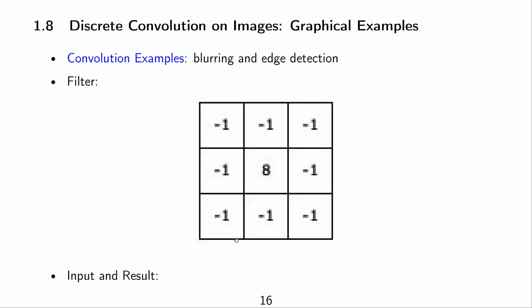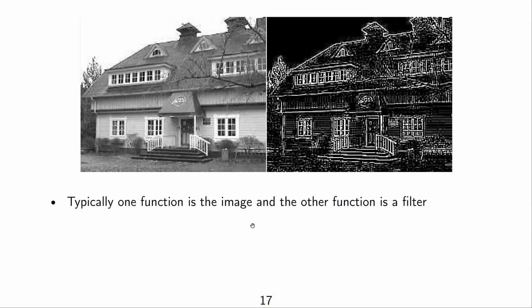So convolving this filter with a given grayscale image will function as some form of edge detector. So here's a result. You see there's a building here, and this is the result of the convolution of this building grayscale image with the filter I showed before. What you can notice is that this output highlights edges. So for example, this is an edge on the roof line here, and this edge is clearly visible in the output of the convolution.